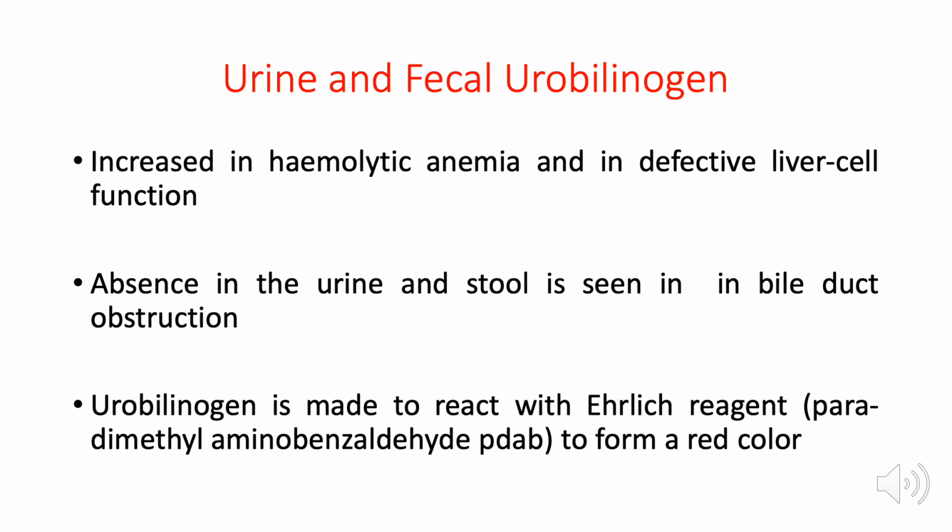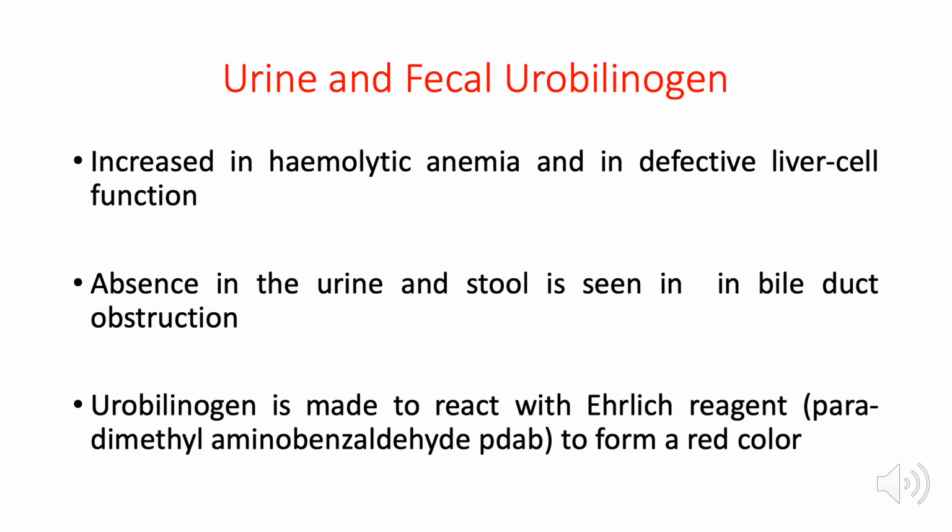The fecal urobilinogen level will also increase because of the increase in the amount of conjugated bilirubin that is draining into the small intestine from the bile duct. In cases of bile duct obstruction, the conjugated bilirubin is not able to reach the small intestine. Therefore, the intestinal bacteria cannot act on the conjugated bilirubin, converting it into urobilinogen. So expect that urine and fecal urobilinogen will be very low in cases of bile duct obstruction.